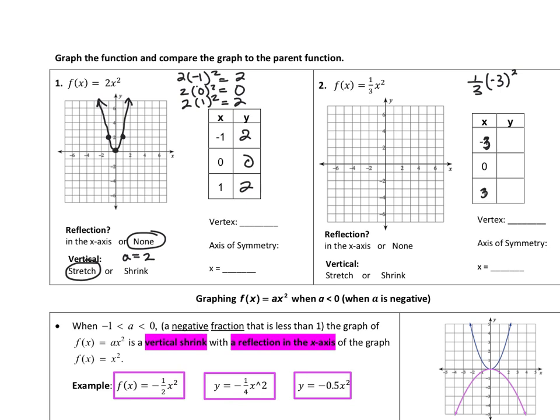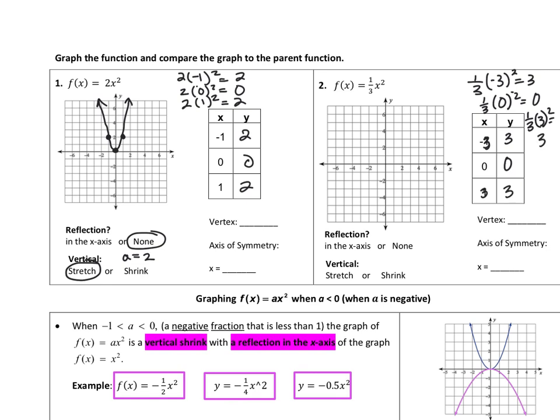So 1 over 3 times negative 3 squared. So we have to put this in our calculator if we can't do mental math to do it. So you will have 1/3 times 9. And if you put this in your calculator, you should get 3. The next one is 1/3 times 0 squared. So 1/3 times 0 squared is 0. And then 1/3 times 3 squared, which is equal to 3.